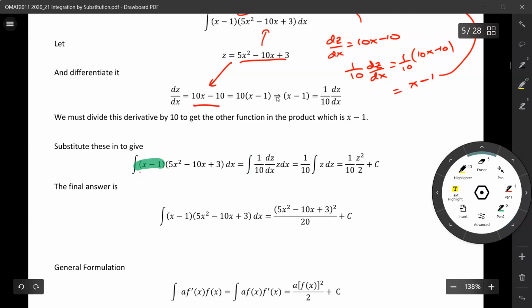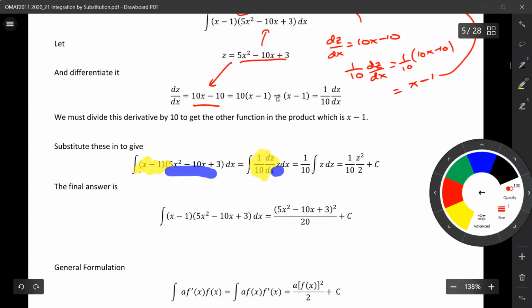Okay, I don't like that one there. You can't see it. I'll do it in yellow maybe. So you substitute that in for that. For the z, you substitute in this for the z, and the dx is just copied over.